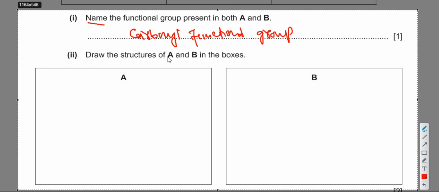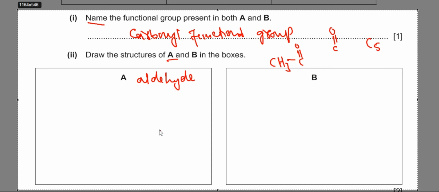Second, he says draw the structure of A and B. As I clearly mentioned, both contain C double bond O, both have 5 carbon atoms, and there is no CH3C double bond O. So in both cases, the carbonyl group is not at the position of the second carbon atom. As the first one, A was an aldehyde, so I'm going to draw it like this, C double bond O bond H. So this is an aldehyde.